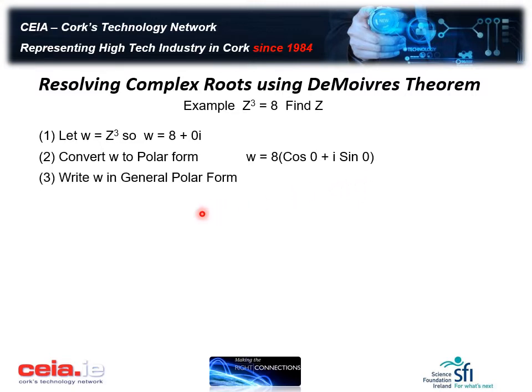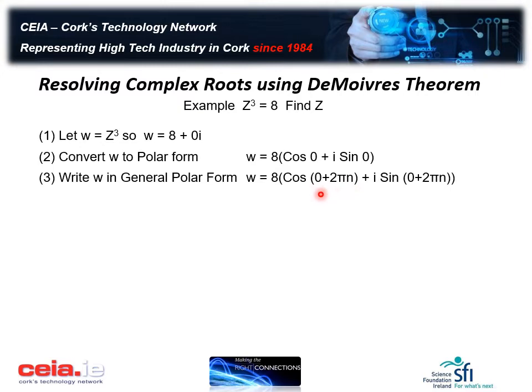Step 3 is to write w in general polar form. I haven't mentioned this before, but I kind of alluded to it in the last example. So general polar form looks like this, where w is equal to the modulus times (cosine of the argument plus 2 pi n plus i sine of the argument plus 2 pi n). Remember what we talked about in the last example: 2 pi is a full revolution, and n is the number of those revolutions.